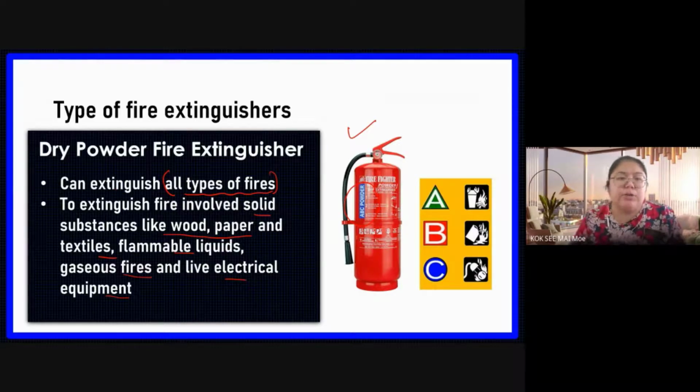So remember, we only have 4 types: foam, water, carbon dioxide, and dry powder.